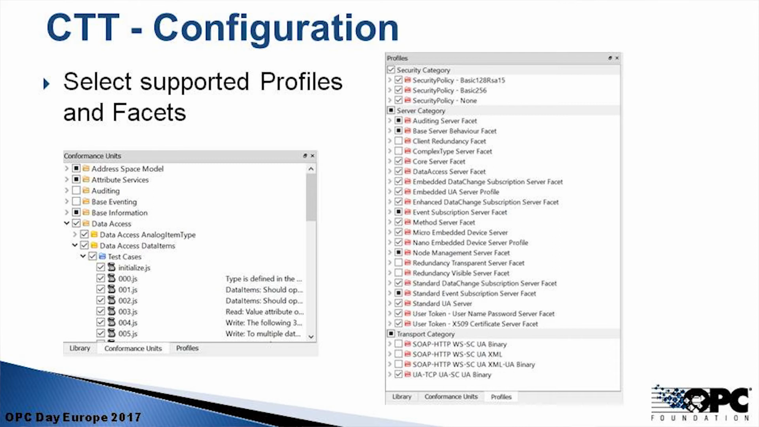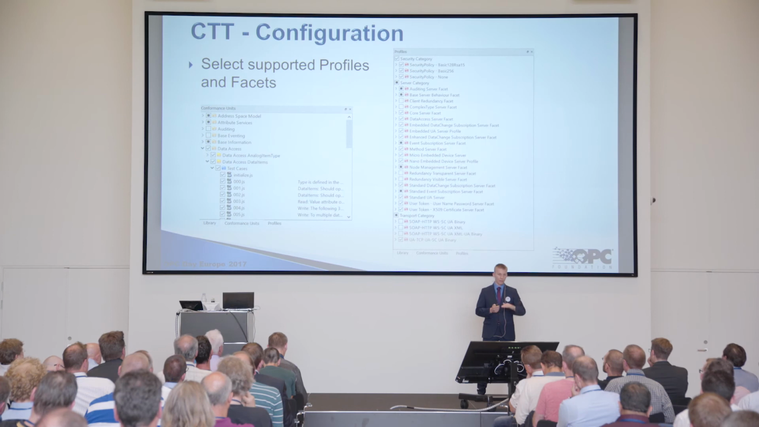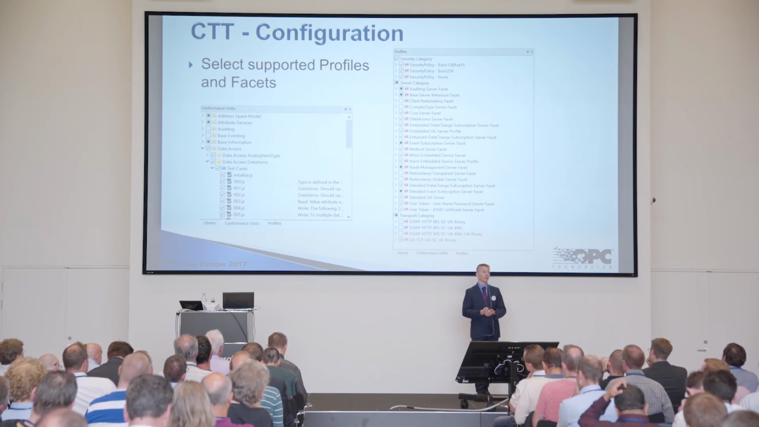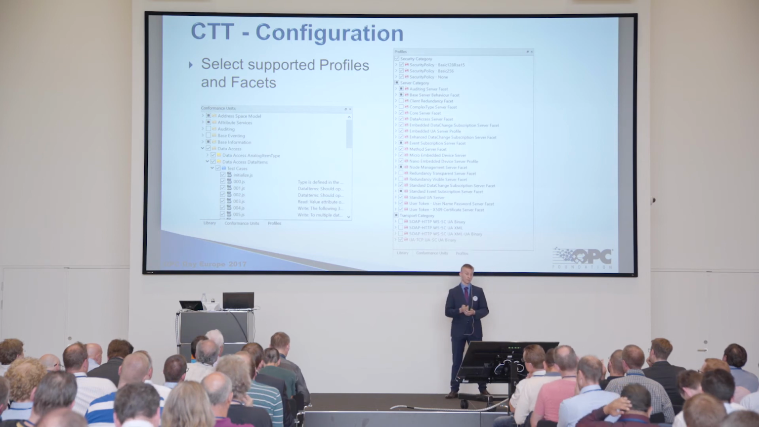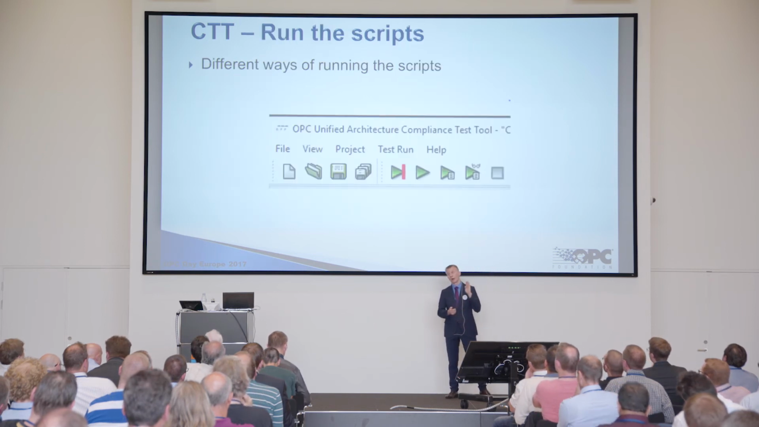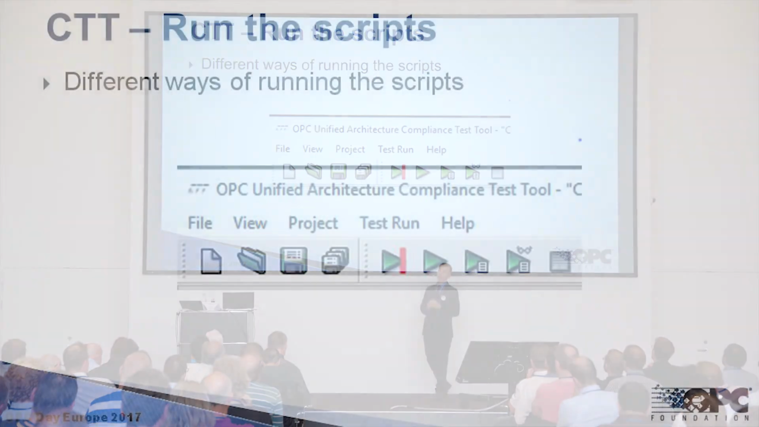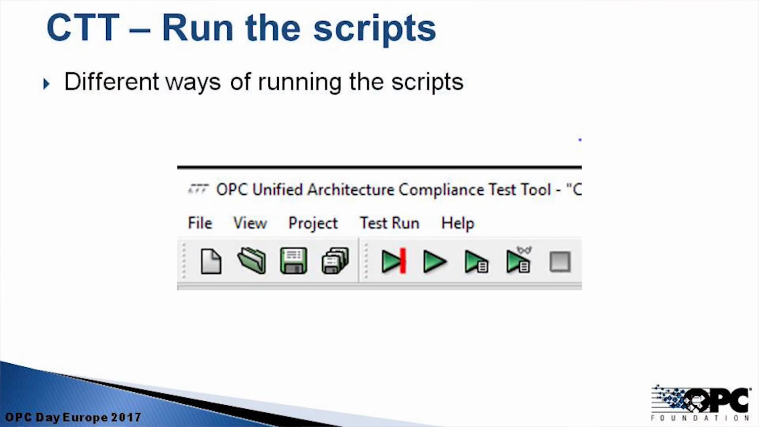On the left hand, I changed the tab to the conformance units, and that's basically how you can check the test scripts that are in the CTT. So you can just navigate through conformance units, through the test cases, and open them separately, take a look at what they're doing. There are 4 different ways of running the scripts in the CTT.